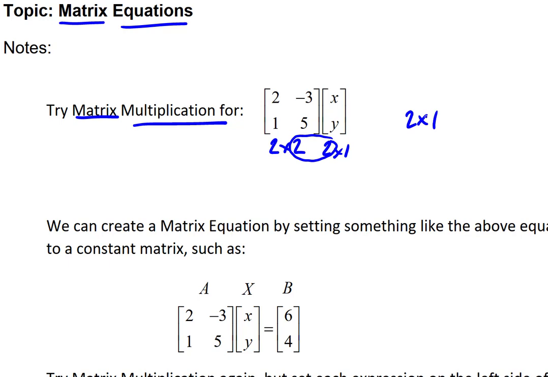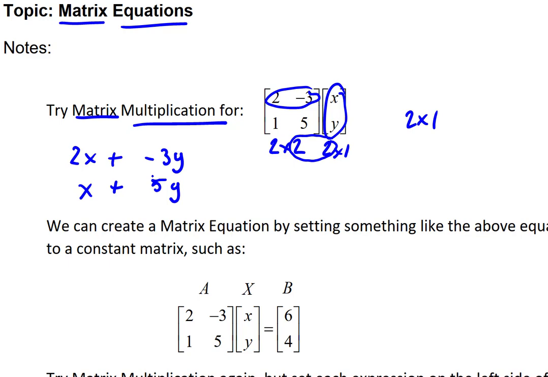So let's go back through the process of matrix multiplication. Remember, you'll multiply the top row times, there's only one column here, and then we'll add the entries in the following way. We'll say 2 times x, so that's 2x, plus -3 times y, so plus -3y. Okay, and then for the second row, we'll say 1 times x, which is just x, plus 5 times y, like you see it.